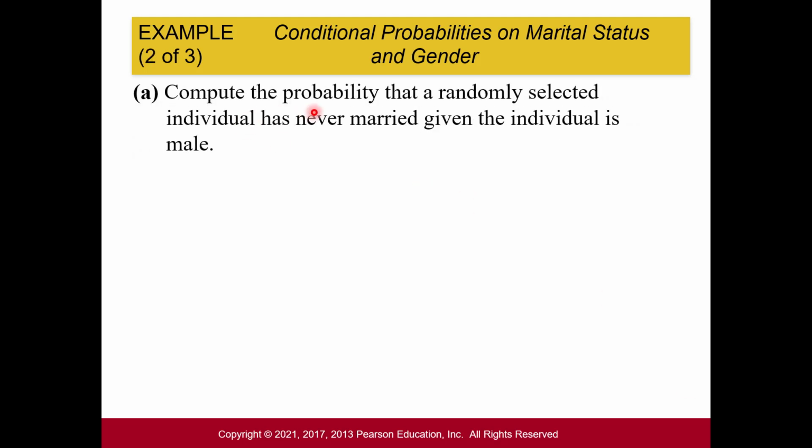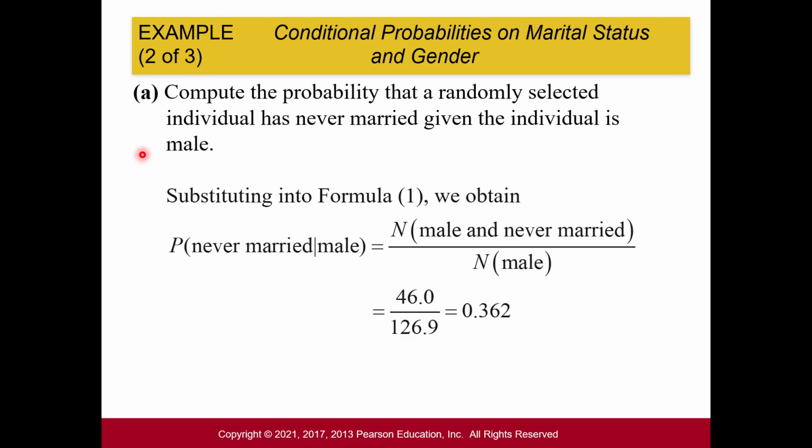So we're going to compute the probability that a randomly selected individual has never married given the individual is male. So remember, what's given comes second, and then you're calculating the probability of this other event. So we're going to say given that they're male, we want to know the probability that they've never been married. Okay, so using our formula, remember how to read this. The probability that they've never been married given that the person is male. Okay, and so our computation is the number of outcomes in the intersection of male and never married, and then we just divide that by the number of outcomes of male.